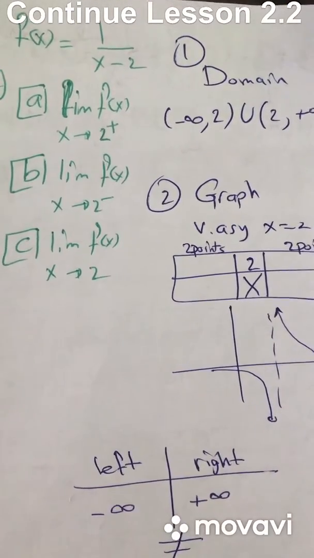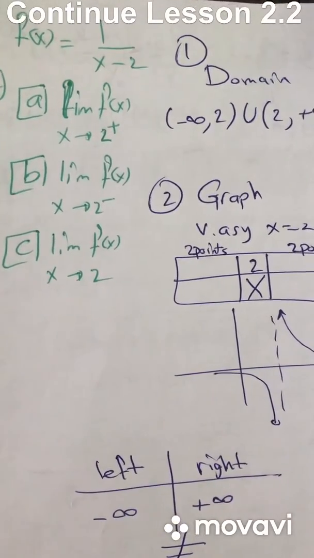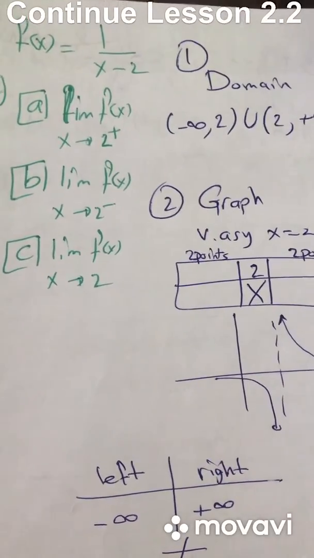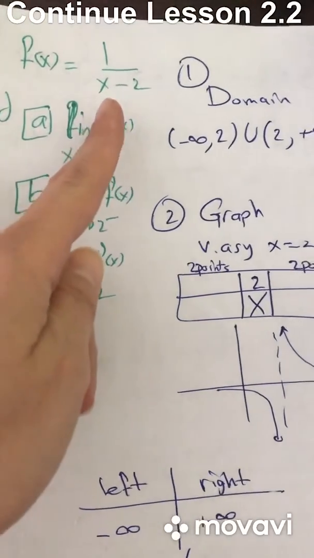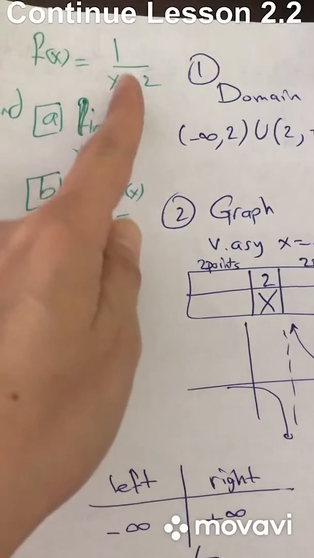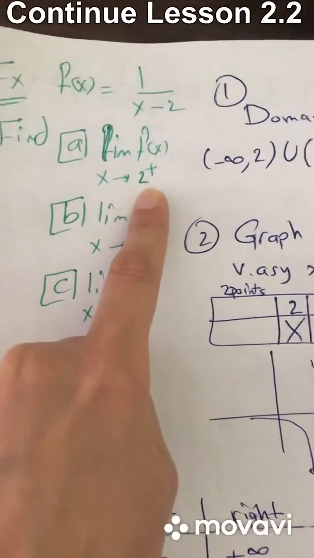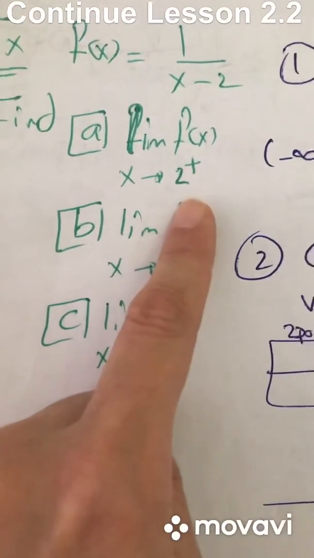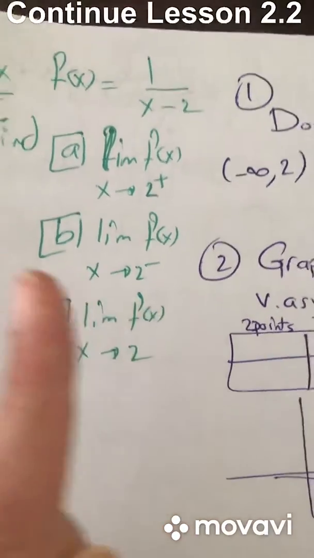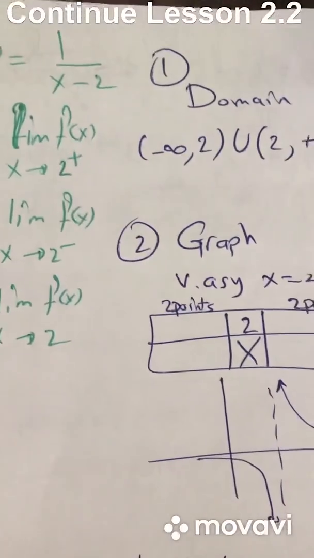1 over x minus 2. This is a rational function, remember? And there is an asymptote line. I know that the vertical asymptote line, by looking at it, is x equals 2. And as you can see, the limit is actually asking to study x approaching 2 from the left and right, which means approaching the asymptote line from the left and right.